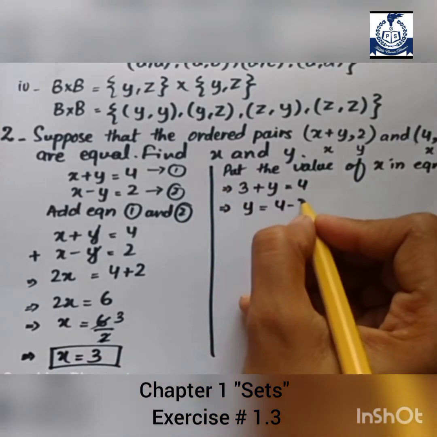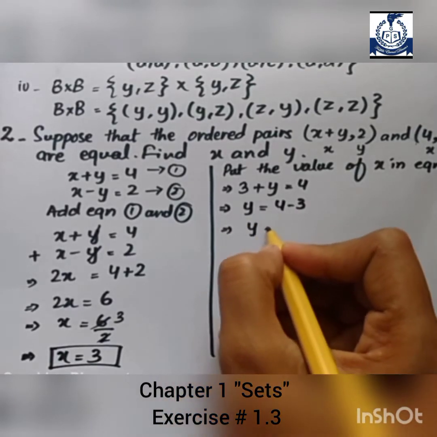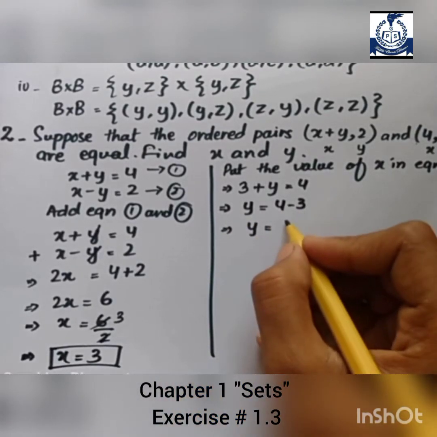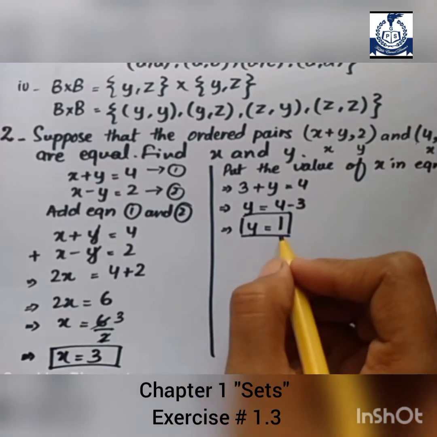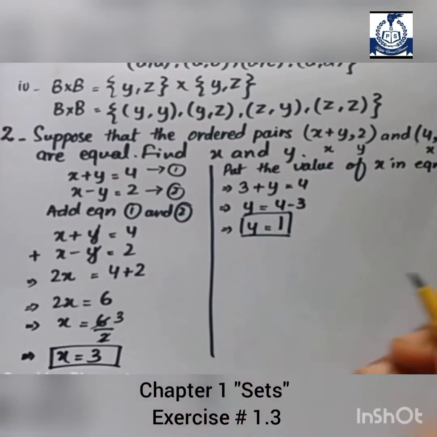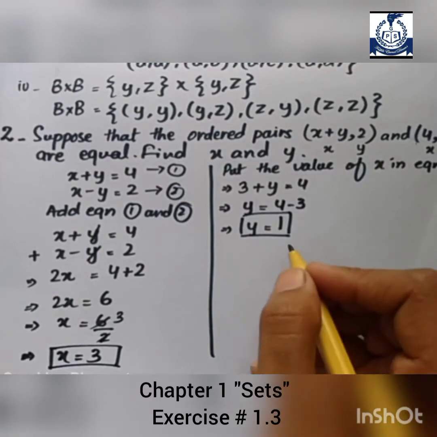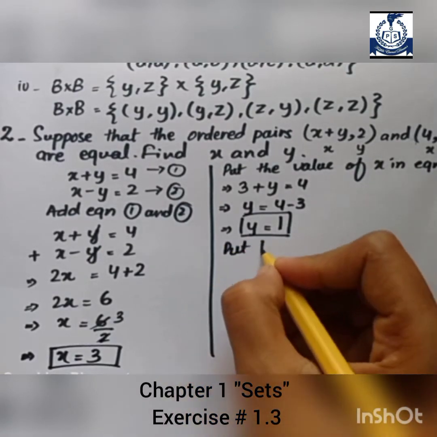3 in a positive form, so after equal in a negative form, so 4 minus 3 is 1. So y is equal to 1. So हम find out कर चुके हैं x is equal to 3 and y is equal to 1. These are the values of x and y.